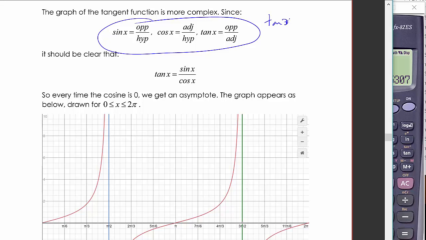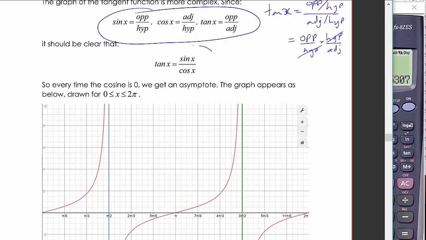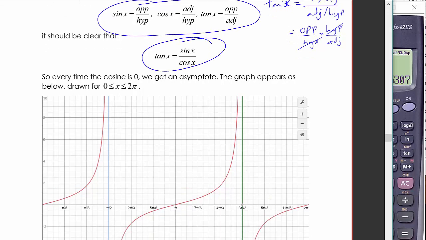So tan x is, we're saying it's sine x over cos x. So tan x is opposite over hypotenuse over adjacent over hypotenuse. And again, dividing fractions, so opposite over hypotenuse multiplied by hypotenuse over adjacent. Cancel those. And what have we got? Opposite over adjacent. So tan x is sine x over cos x.